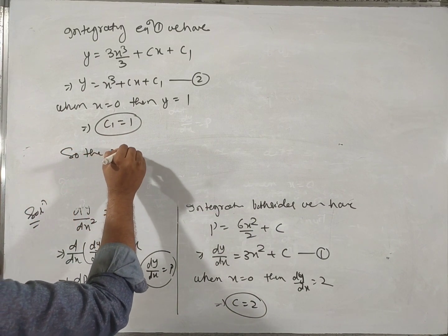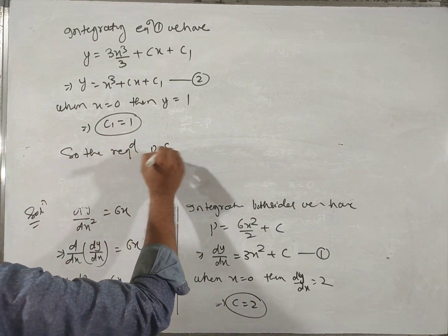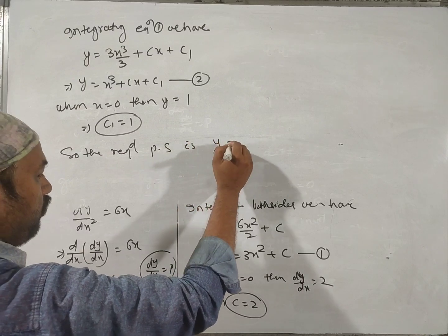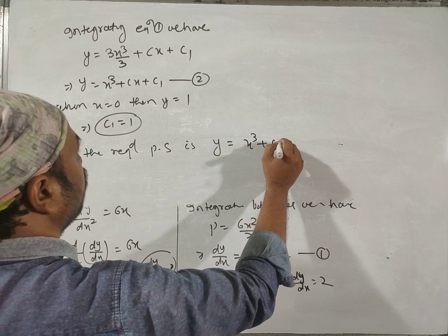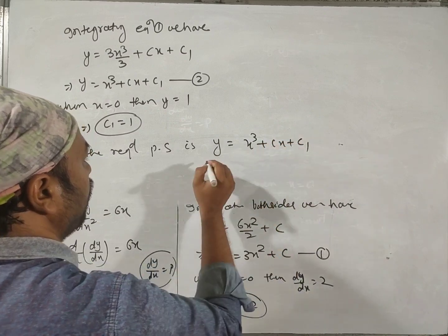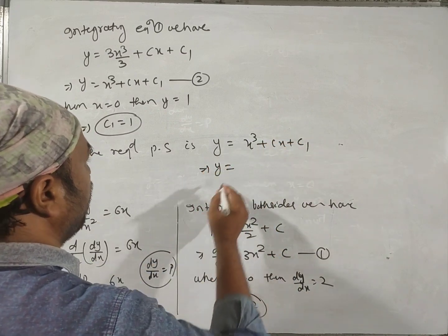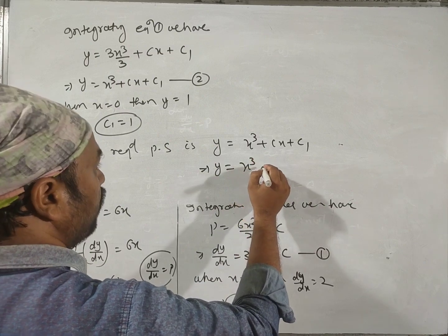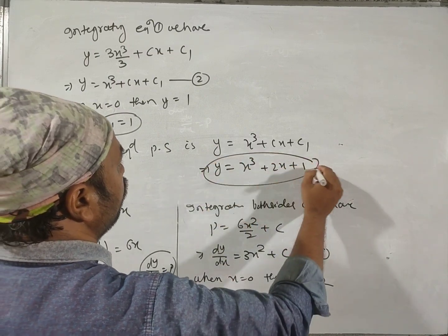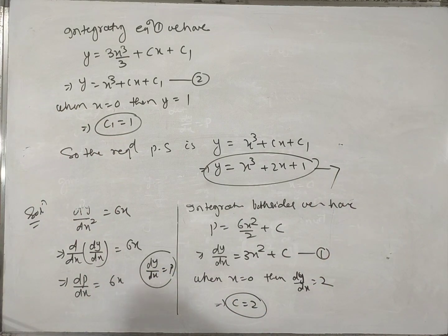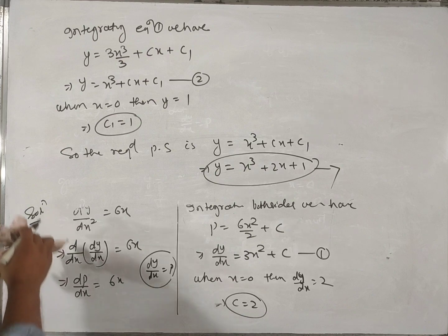So the required particular solution is y is equal to x cube plus 6cx plus c1, and again we have to put these values. In place of c we can put 2, in place of c1 we can put 1. So it is the required solution. And here it is the problem number 13. Then going to the next problem.